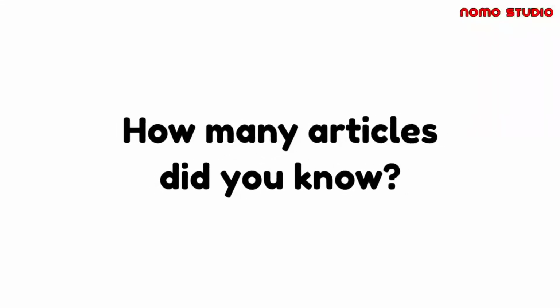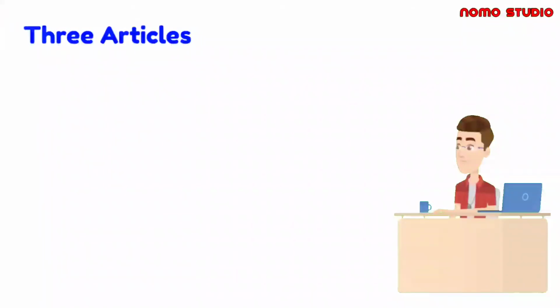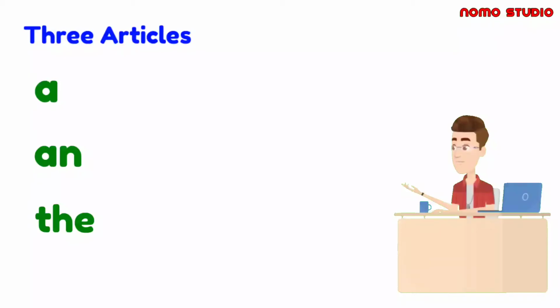How many articles did you know? Actually, in English, there are only 3 articles, such as a, an, and lastly, the. These 3 articles are used before the nouns or noun equivalents and are also a type of adjectives.